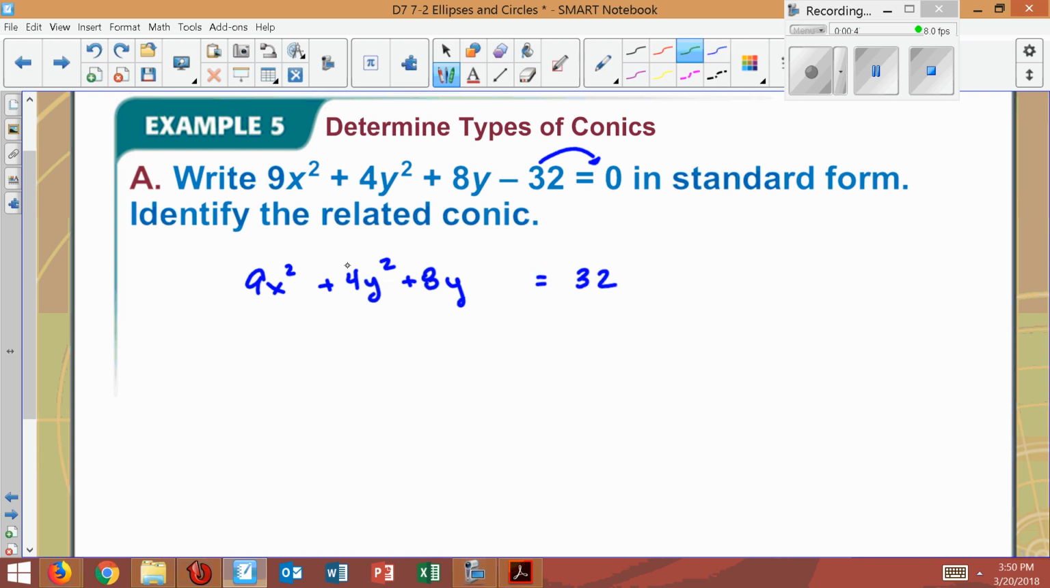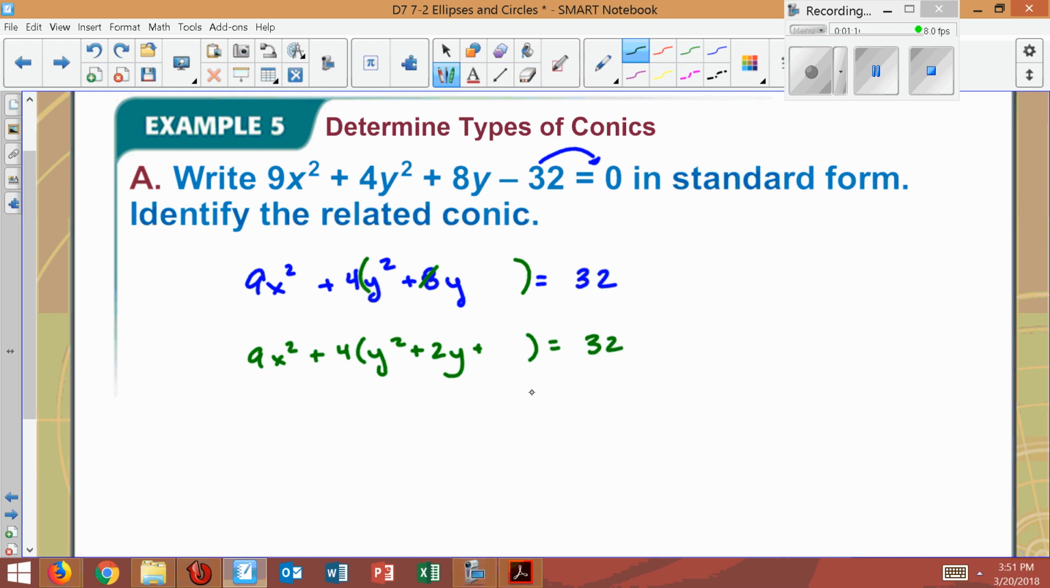Now, the next step is I've got to factor out this 4. When I do that, that value is going to change. So I now have 9x squared plus 4 times, this is y squared plus 2y. It's 8 divided by 4 is 2. And I'll have some value show up there in a second, equals 32.